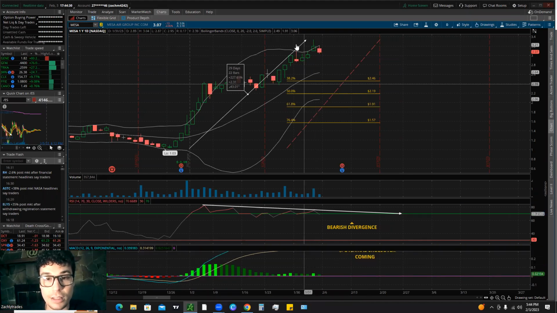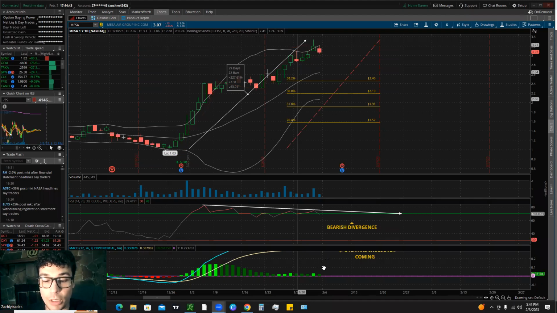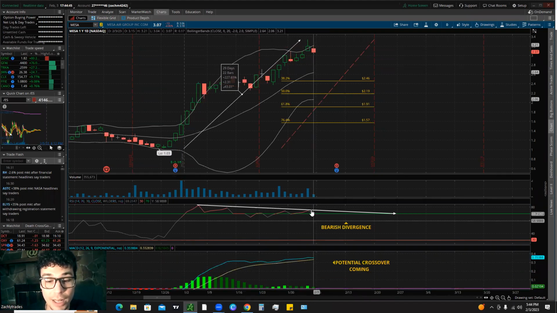If you take a look here, this is when we got our entry signal, okay, and the blue line crossed above, and you can see that was a really good signal for this massive move that we've had in the stock. Now, we haven't gotten a MACD sell signal, but we do have bearish divergence. And if we get a bearish divergence combined with a MACD sell signal, then most likely we are going to have some type of a pullback, right?